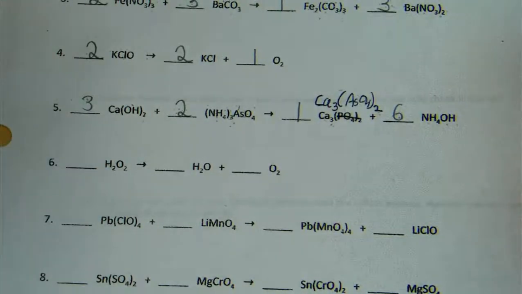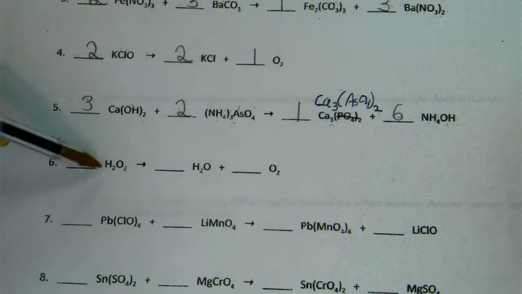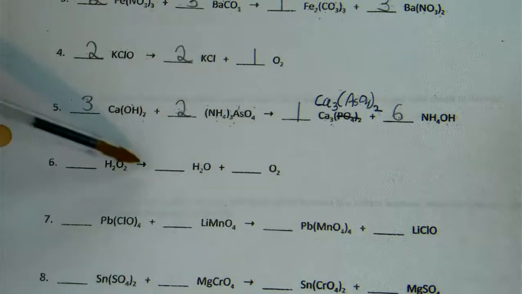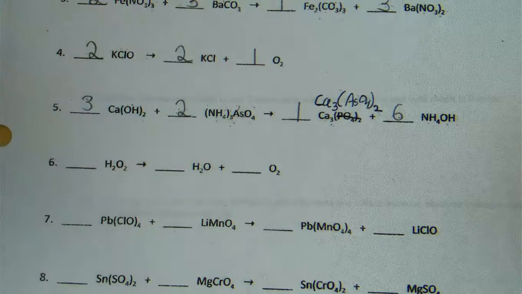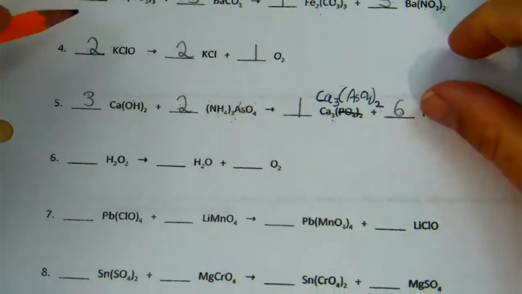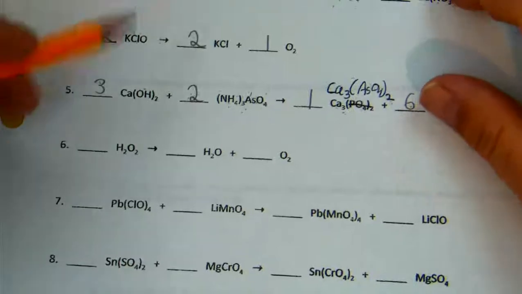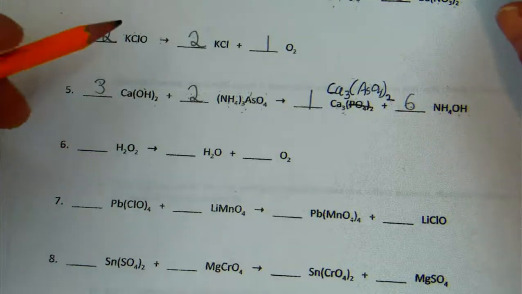H2O2 is rocket fuel. It's also called hydrogen peroxide. Hydrogen peroxide, you can buy it in the store as an external disinfectant. It decomposes into water and oxygen. And this is how some rockets power themselves into or through space.